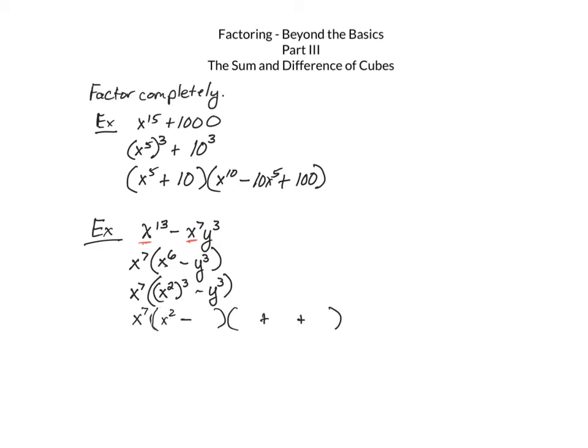I will have an x squared and a y. So my binomial is x squared minus y, and then I just use the pattern I have practiced. So I square the first term and I have x to the 4th. I take their product in the middle, that's x squared y, and the last term will be y squared. And again, that trinomial is prime, so I don't need to continue. So this one is finished as well.